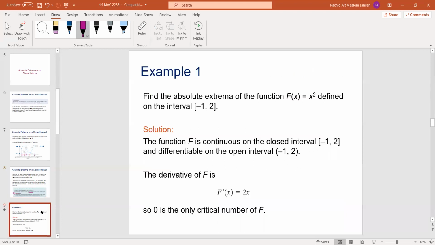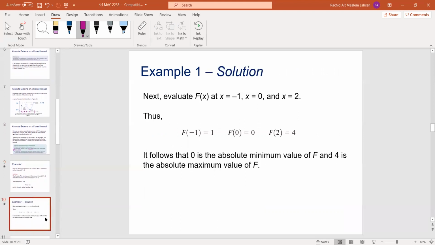All right, so let's do an example. Find the absolute extrema of the function x squared defined on the closed interval -1, 2. The function f is continuous there because that's a parabola, a polynomial.